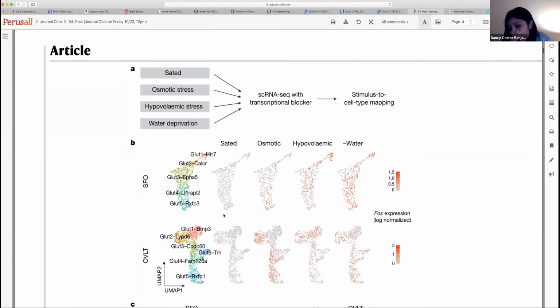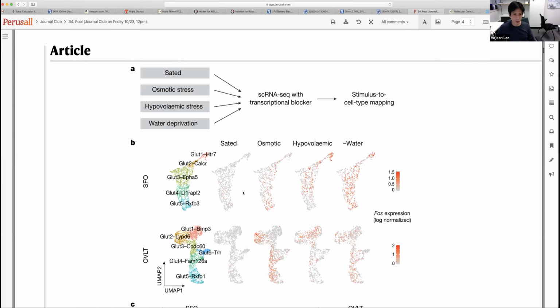And then when they are showing the FOS expression, they're saying that it's normalized. Is it normalized to the sated state? I'm kind of lost on what they normalized the FOS expression to. I'm guessing to the sated state, but I'm not sure. It's a good point. I don't know what they did to normalize, but my guess is maybe they just bulk normalize and see what the average CFOS is in the neuronal population, for example.